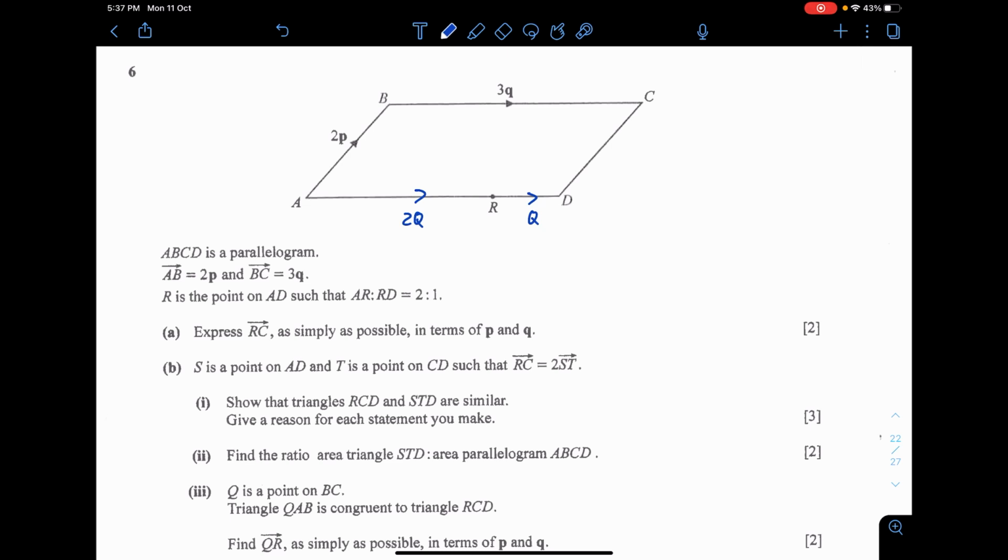So I need to find the vector of RC. I just take RC as RD plus DC. RD is Q and DC equals AB. Therefore, I got Q plus 2P. S is a point on AD, such that, oh no, T is a point on CD. RC is twice of ST. We have this vector RC just now, and ST is half of RC. And they are also parallel, by the way.